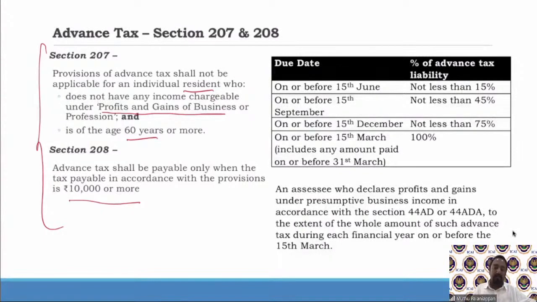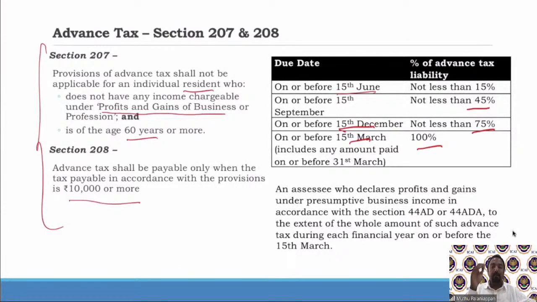So when should you pay advance tax? For the first quarter, on or before 15th June, you'll have to pay not less than 15%. For the second quarter, that is 15th September, we need to pay 45%. For the third quarter, that is 15th December, it is 75%. For the last quarter, before 15th March, you should pay 100%.